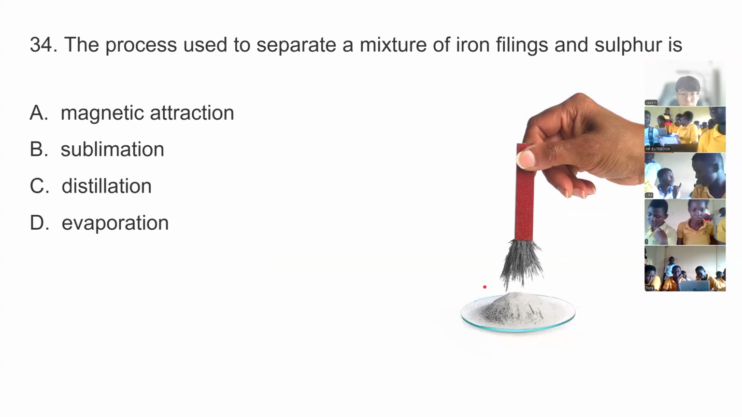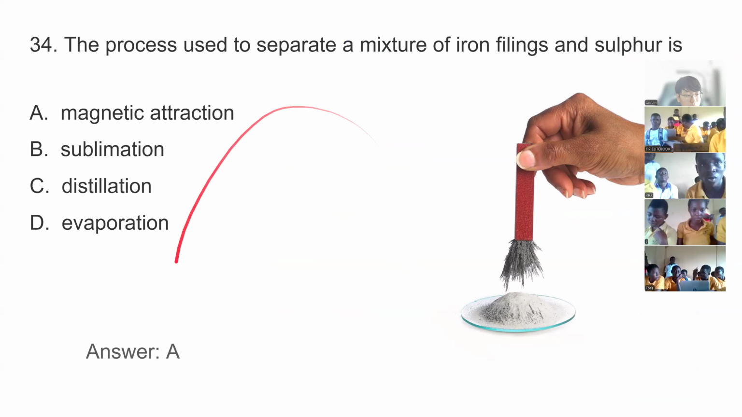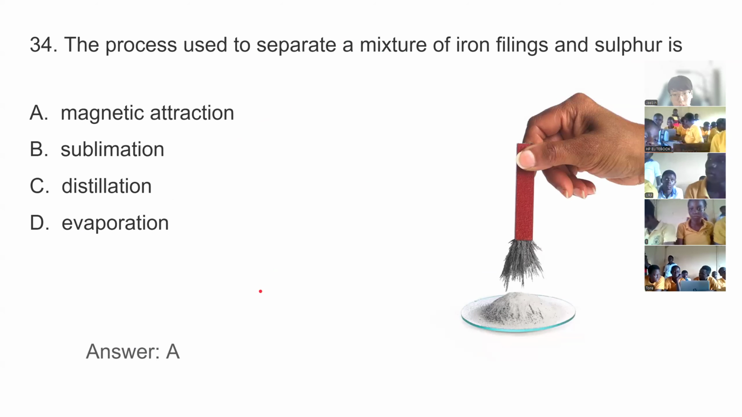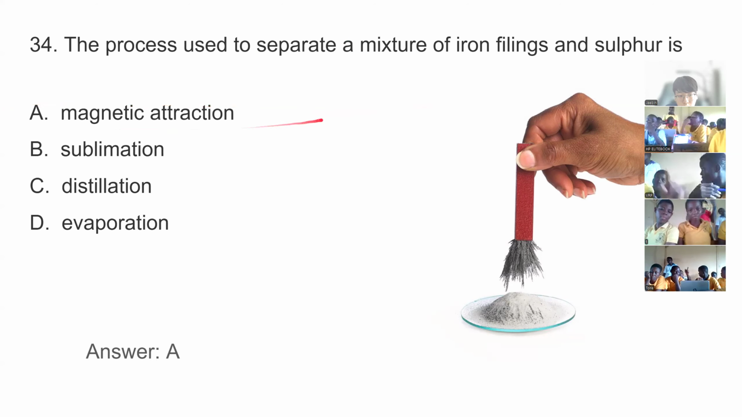The process used to separate a mixture of iron filings and sulfur is, what we can do here is by magnetic attraction. What we are using is the metallic characteristics of iron. Since iron is attracted to magnets, we can use that to separate the iron filings and sulfur. Use magnetic attraction.